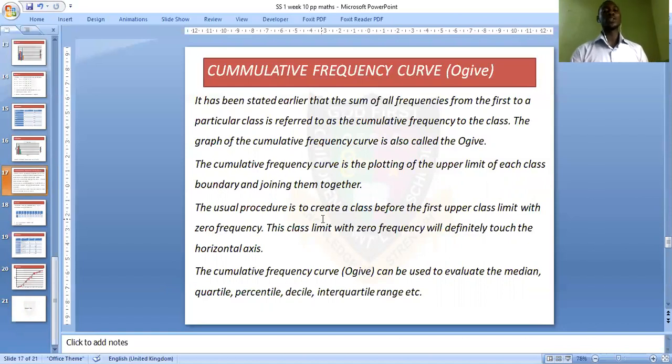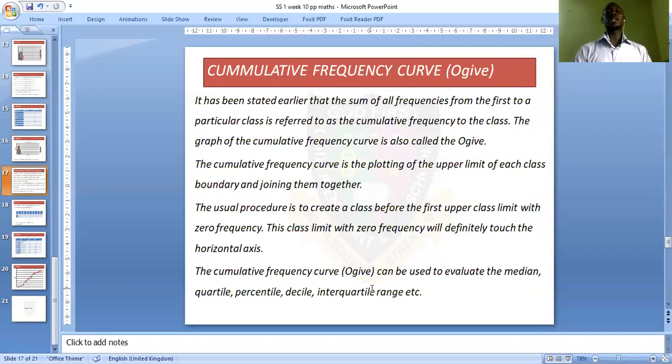The usual procedure is to create a class before the first class with 0 frequency. The class with 0 frequency will definitely touch the horizontal axis. That is, your curve must touch the horizontal axis. How do you get that? You represent the first line before the first class limit as 0, because before the first class limit is 0, so that the curve touches the horizontal axis.